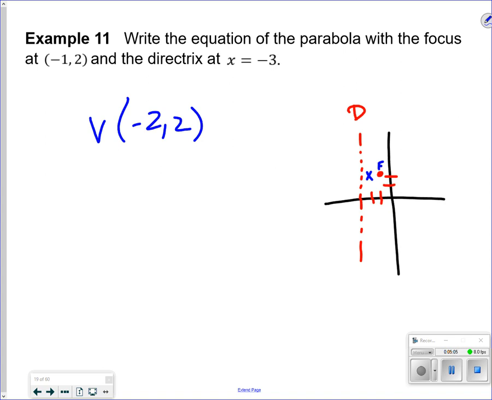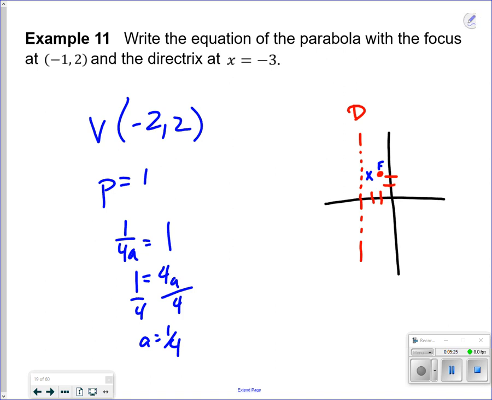Now, I know the vertex. I also can figure out p. p is the distance from the vertex to the directrix or from the vertex to the focus point. With that being said, 1 over 4a equals p. a must be a fourth. So now I have enough information to write my equation.